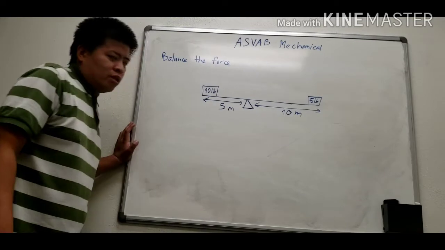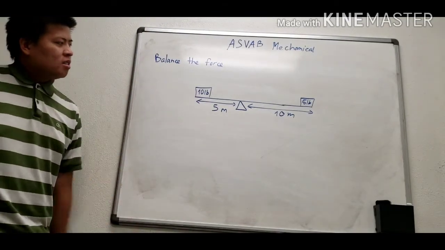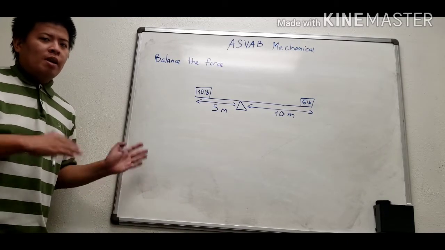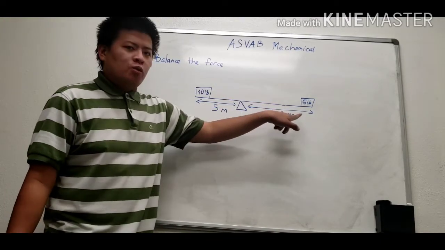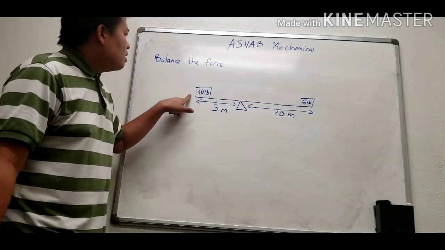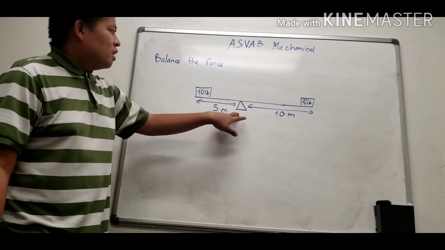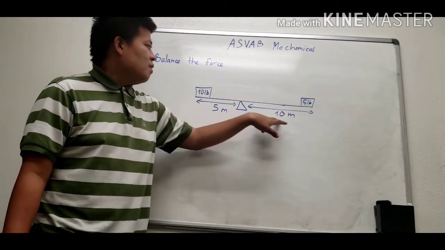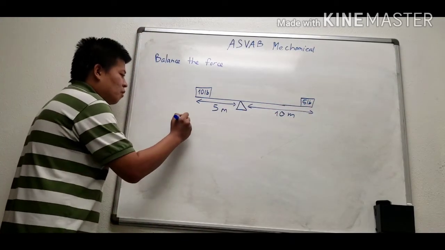So today I will talk about the balance the force. This is on the test, and we need to understand how to balance the force on the left and on the right. So we put two objects on the two sides, and we have the 10 pounds and the 5 pounds. The distance between the center is about 5 meters for the 10 pounds and the 10 meters for the 5 pounds.